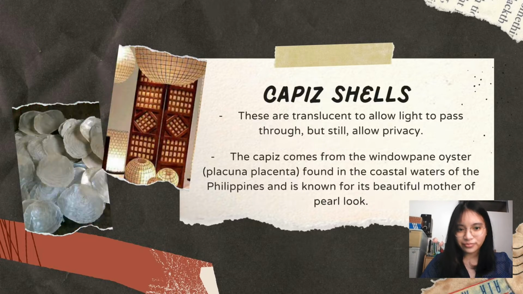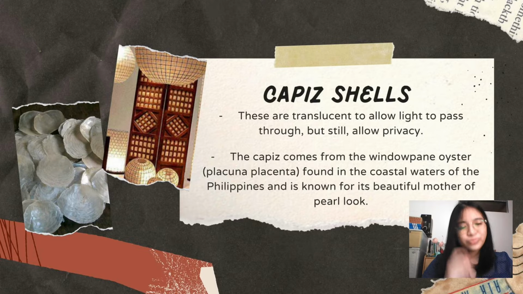Next slide. Capiz shells can be harvested by hand picking in shallow, muddy shores or diving in deep water. The shells have been used for thousands of years as a glass substitute because of their durability and translucence that still allow privacy. It is used primarily in the manufacture of lampshades, trays, mats, and bowls.